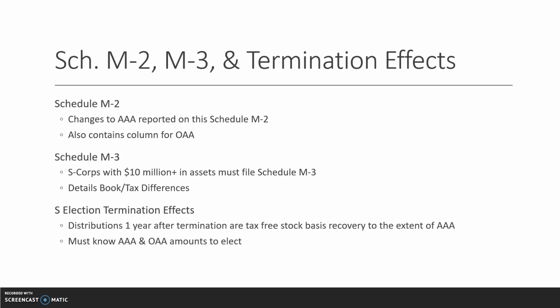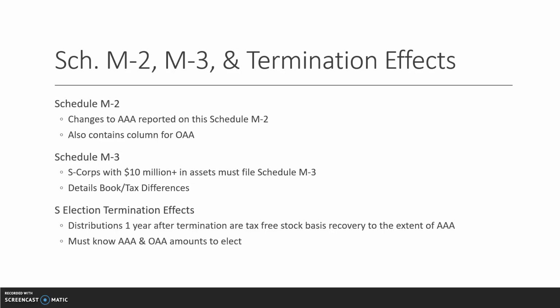Now, Schedule M3 is required for S Corps with a $10 million plus balance in their asset accounts. So if they have $10 million or more in assets, they have to file a Schedule M3 in lieu of a Schedule M1. And this is going to be used by the IRS to target specific items in the audit, if they do audit them, because it is going to detail differences between book and tax.